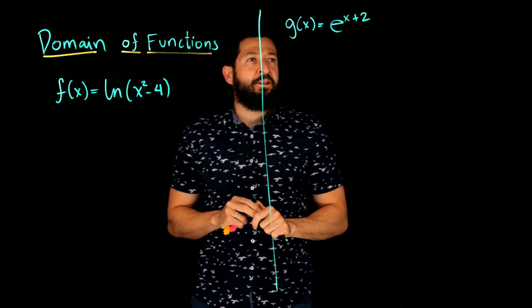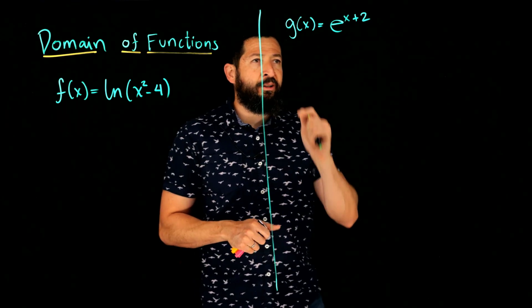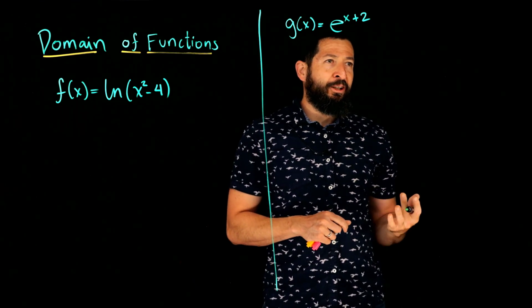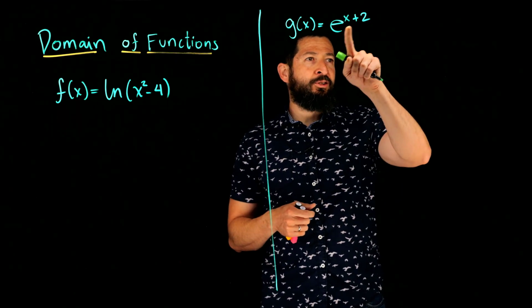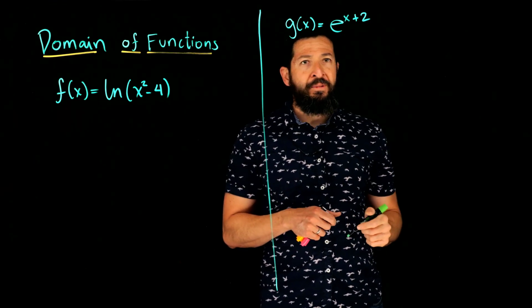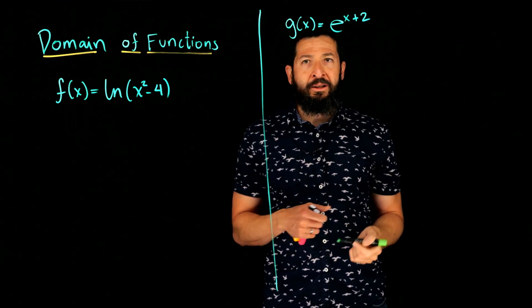All right, so let's take a look at two examples, one with an exponential and the other with a logarithm. I'll start with the exponential. The domain of an exponential function is the entire real line. This one is just a shift, doesn't matter. X plus 2 can be any real number, therefore x can be any real number.